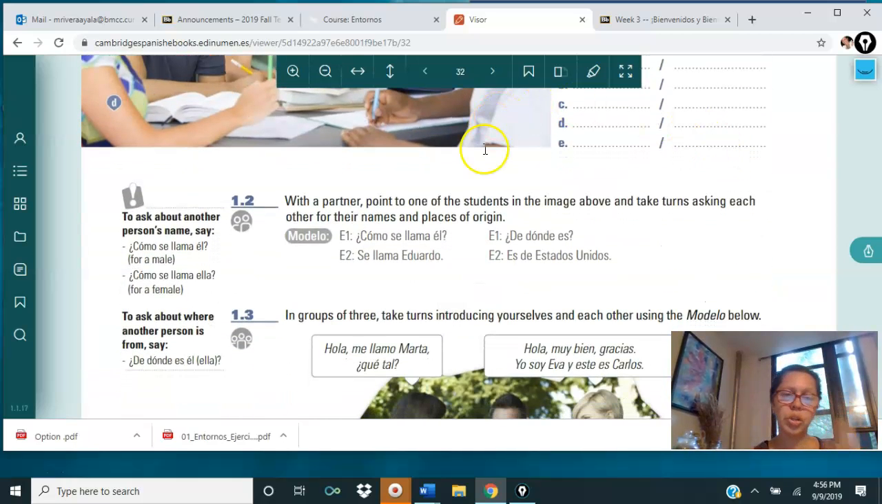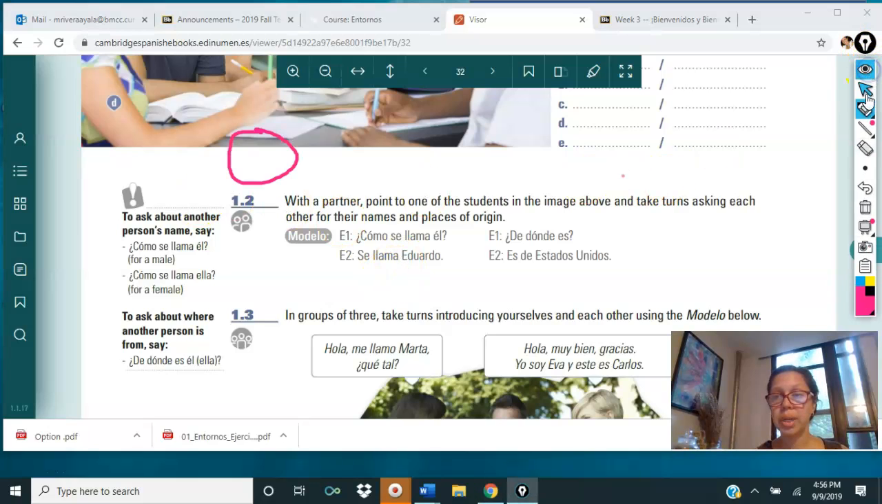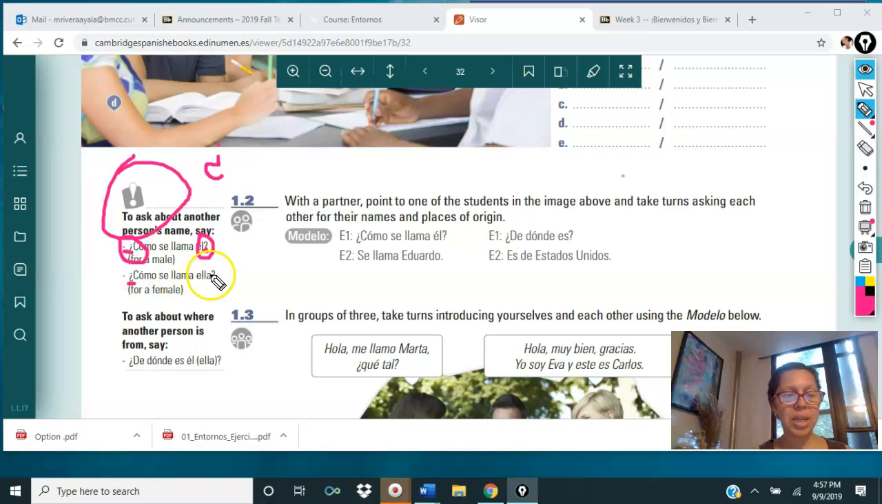Then, once you're done with that, pay a lot of attention to those exclamation marks, okay? Over here, exclamation marks. To ask about another person's name, say, ¿Cómo se llama él? Did you notice the question marks at the beginning and at the end of my questions? Okay, so at the beginning is, I will say upside down. Okay, and ¿cómo se llama? O ¿cómo se llama ella? ¿Cómo se llama él? ¿Cómo se llama ella?